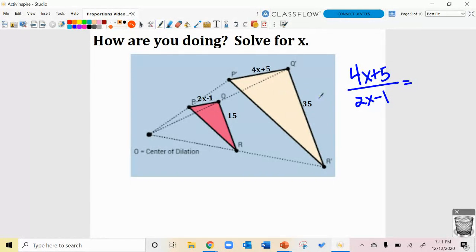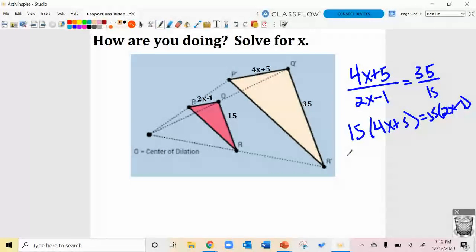Well, if I start with the 4x plus 5, I need to start over here with the 35. If I ever end up multiplying two things that either have a relationship or are on the same triangle, I made an error. Okay, over 15, and then go ahead and cross multiply. 15 times 4x plus 5 equals 35 times 2x minus 1. Distribute: 15 times 4, I get 60x, plus 15 times 5, I get 75, equals 70x minus 35.